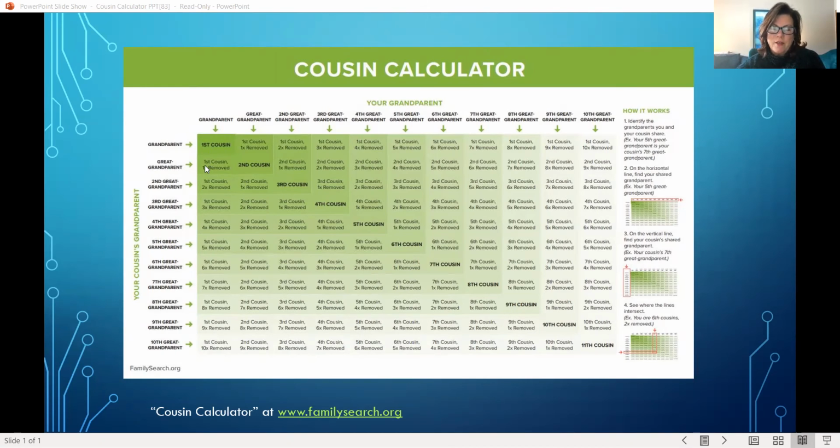So take a few minutes and think about some of your own relatives. Perhaps you've always just lumped them all together as cousins, but now you have a quick tool that you can reference to see what their relationship is to you technically. It's kind of fun to look at and do a little bit of the research.